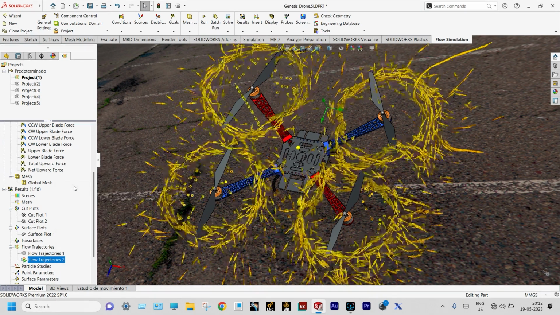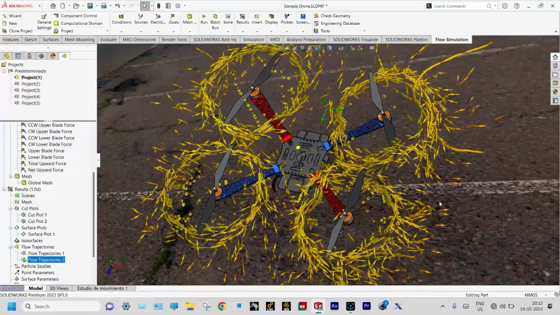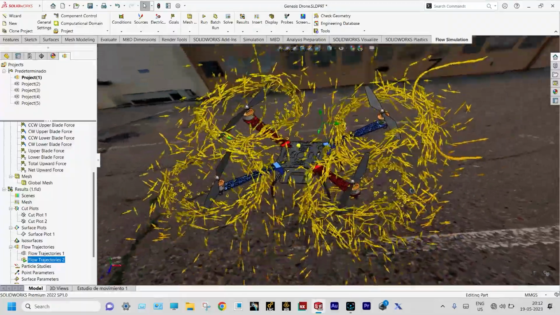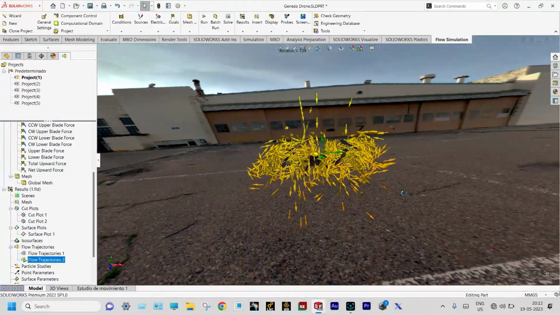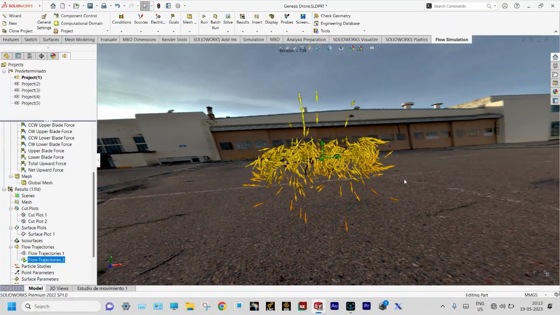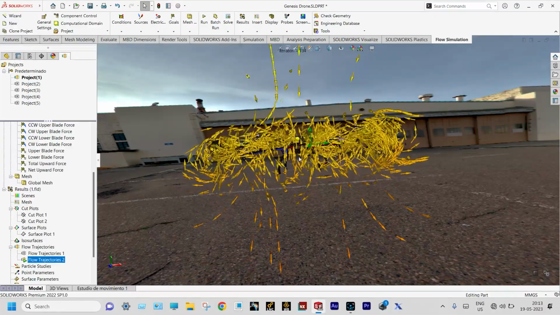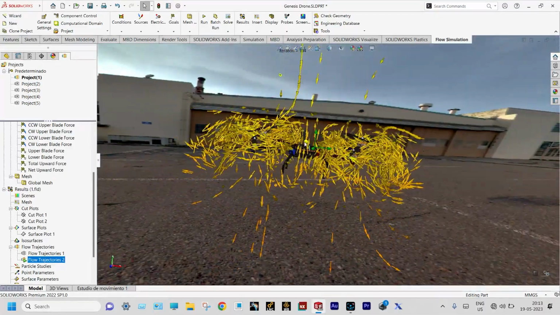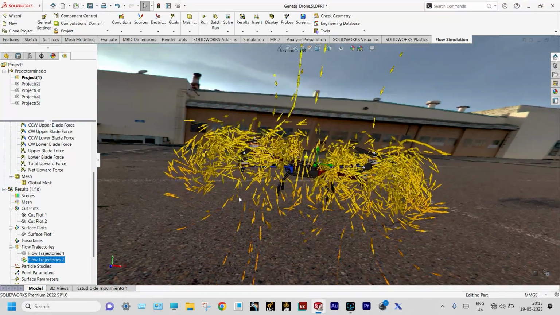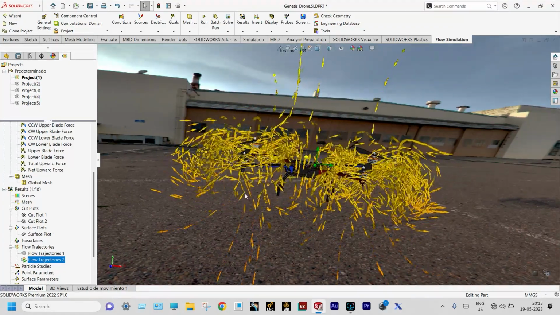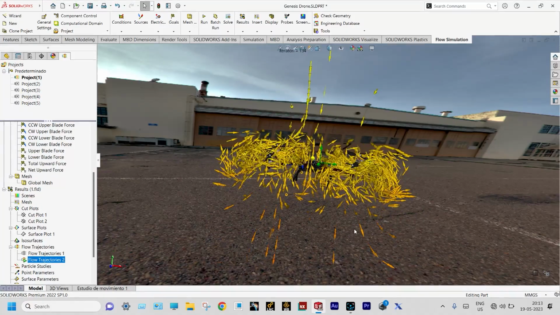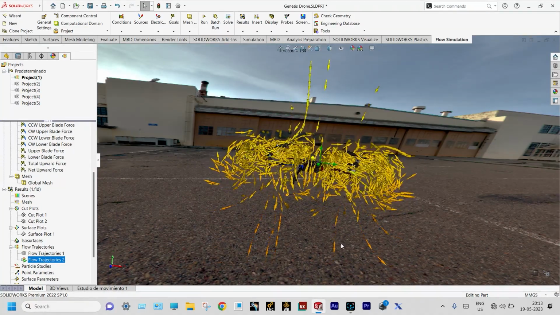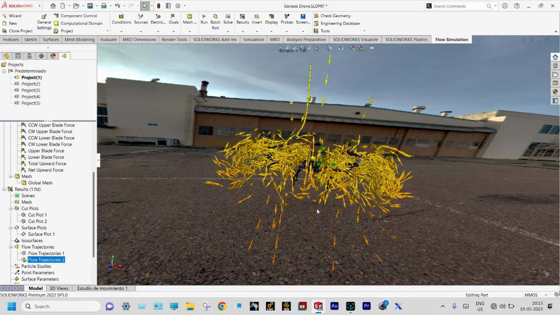Let us play it, and also it will be easier to see from front side. Let us see how the flow particles are moving from top to bottom. Flow particles are moving from top to bottom, and here some kind of vortex motion is created, and some of the particles are moving down, and that is creating actually thrust. If we increase the number of particles, then it will be clearly visible.